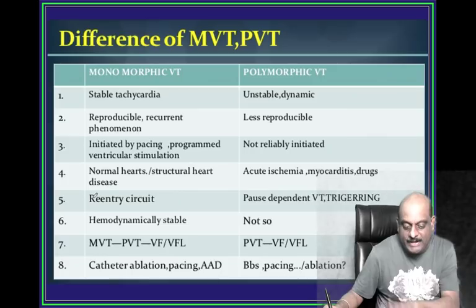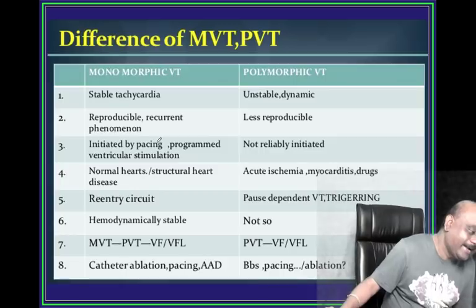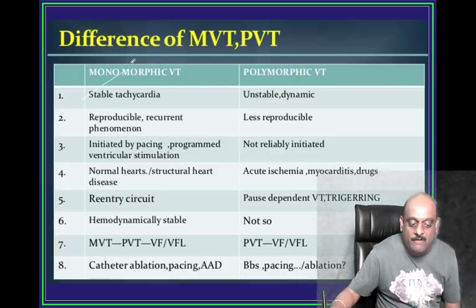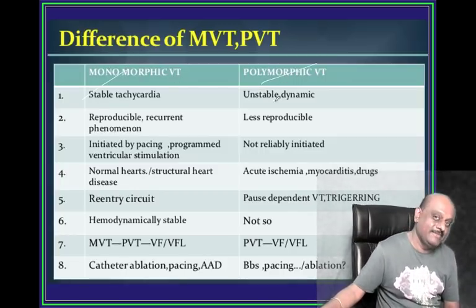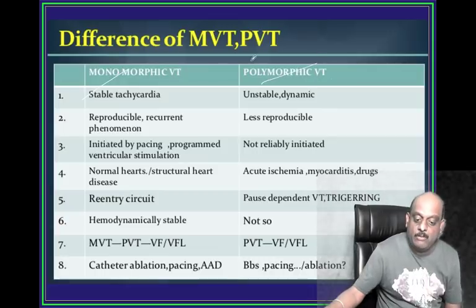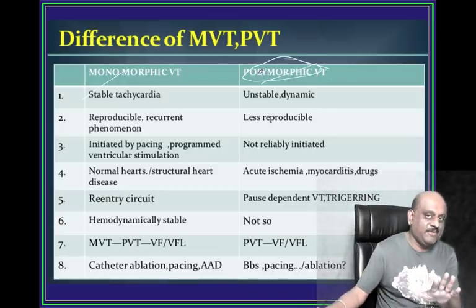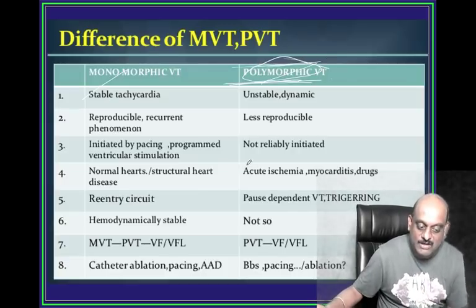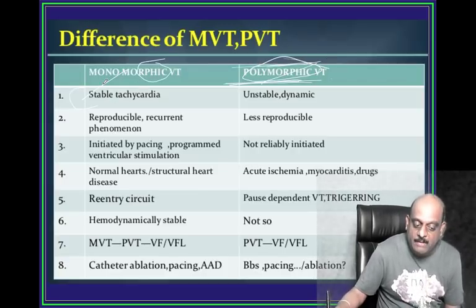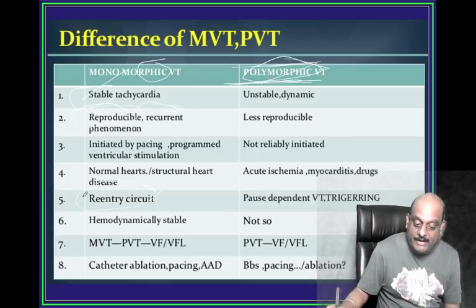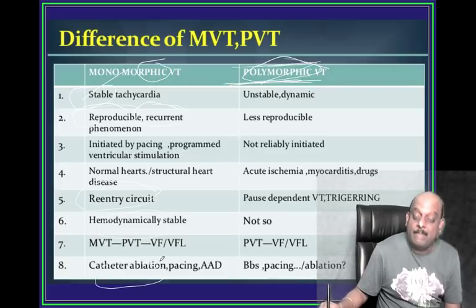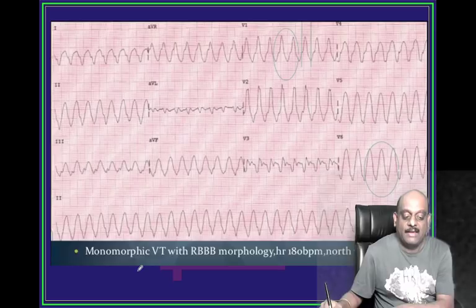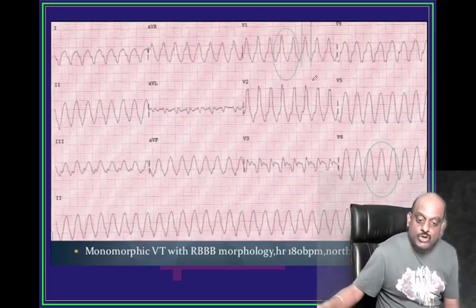Monomorphic VT and polymorphic VT. Polymorphic is the dangerous one, that is the tension. Monomorphic VT is stable, reproducible, a recurrent re-entry circuit, and hemodynamically stable. You can do catheter ablation, pacing and so on.